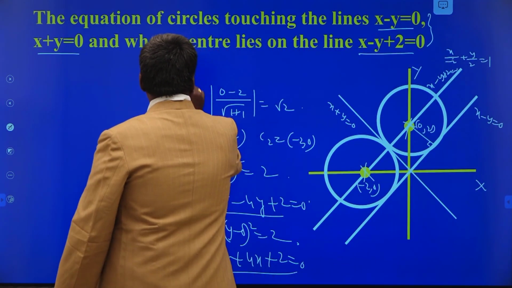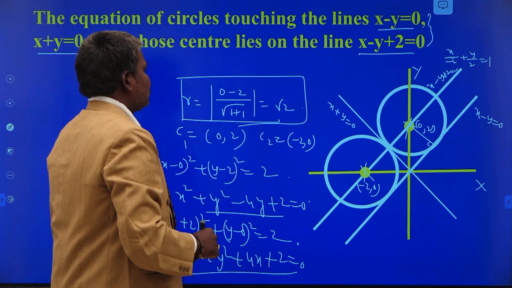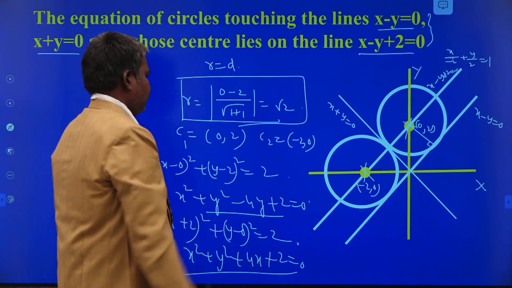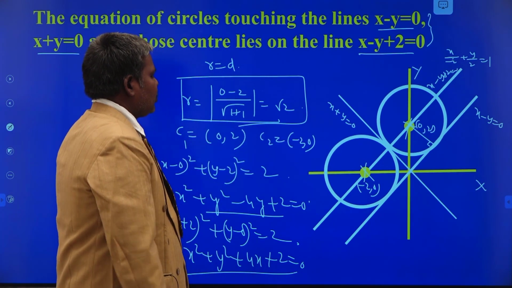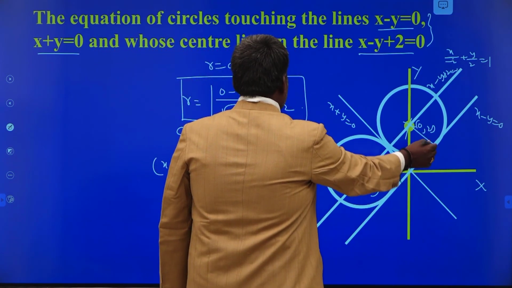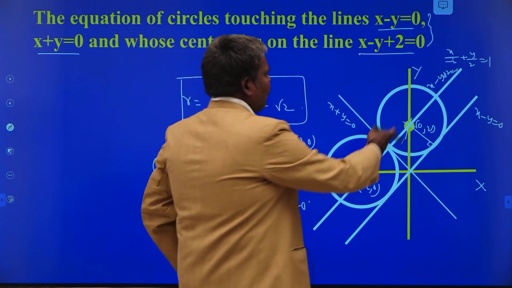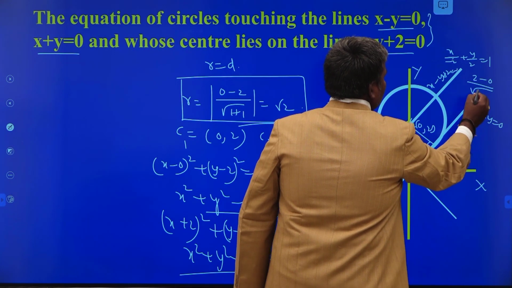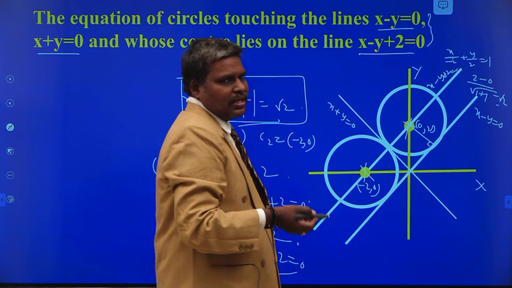So what is the idea here? You first catch the center and immediately find the radius by applying the condition r is equal to d itself. So one of the centers is (0, 2), the other one is (-2, 0). Its radius is how much? The perpendicular distance drawn from the center to the line, or you may find the parallel distance between the two lines also, that is mod c1 minus c2 by root of a square plus b square. Itself we get root 2. So many methods are there. Okay.